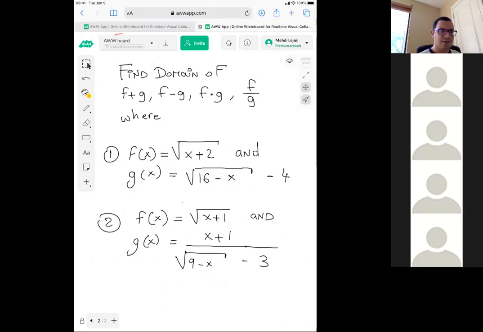Let me see. So what do you mean by 16 negative infinity? That's the domain of g. Yes, Leah, that's the correct answer for the common domain of the problem number one. Yes, it's correct.